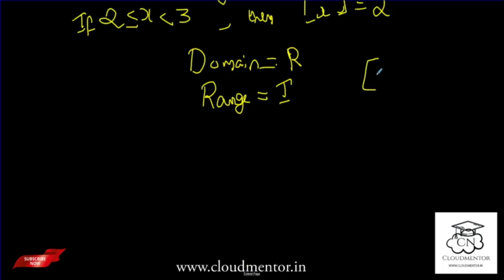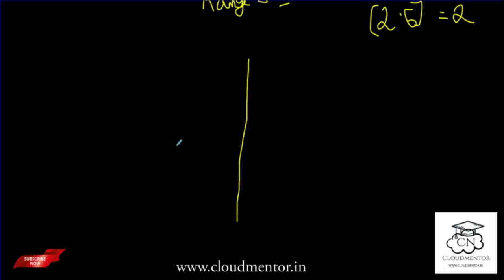If the value is like 2.1, then what will be the value of the function? It will be simply 2. Or if it is 2.5 or 2.6, it is also 2, the integer. Now the graph will be a little different, like this. This is 1, 2, 3, 4 and 5.